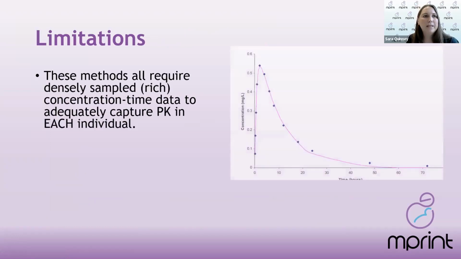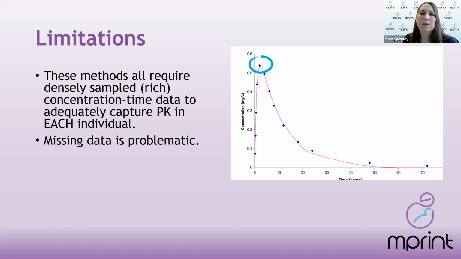There are also a number of limitations for all of these methods. First, they all require densely sampled or rich concentration-time data to adequately capture the pharmacokinetics in the individuals. As noted for the naive pooled, you need to first calculate the mean concentration, and then for each of the individuals, you need to have it. It also does not deal with missing data.